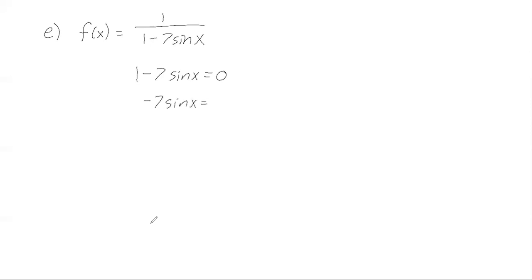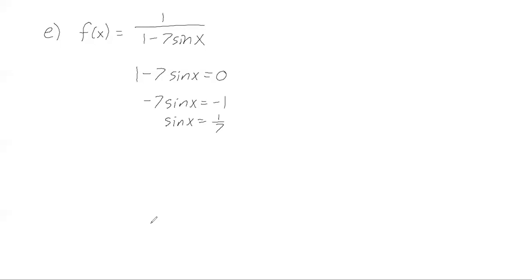What was that, D? So here will be E. How about f of x is equal to 1 over 1 minus 7 sine of x? How do I do this? I'm going to do it like I did the last one. I say I'm going to have a discontinuity where my denominator is equal to 0. It says negative 7 sine of x is equal to negative 1. So sine of x is equal to 1/7, right?